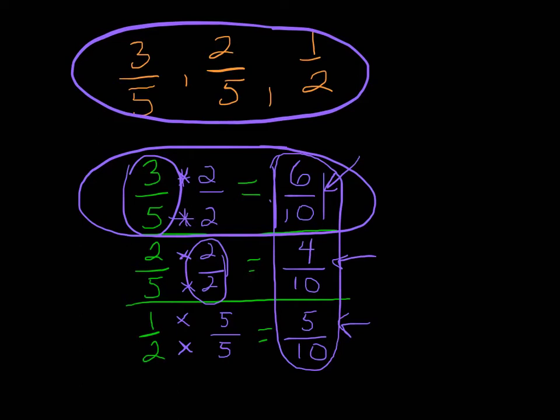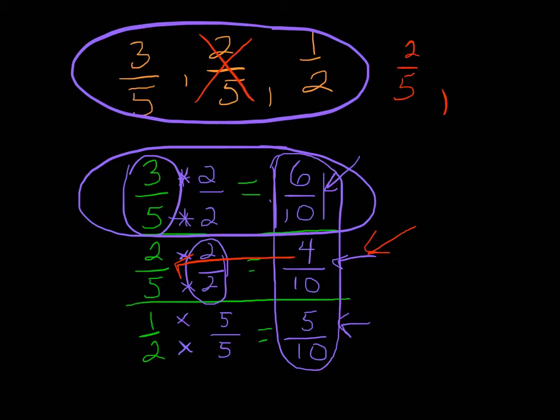I'm going to look to see, okay, which one, this one right here, our 4/10 was the smallest. We're ordering these from least to greatest. So 4/10, which was actually, when we started, 2/5. So I'm going to write that, 2/5. And I'm going to cross this off so I don't use it again.